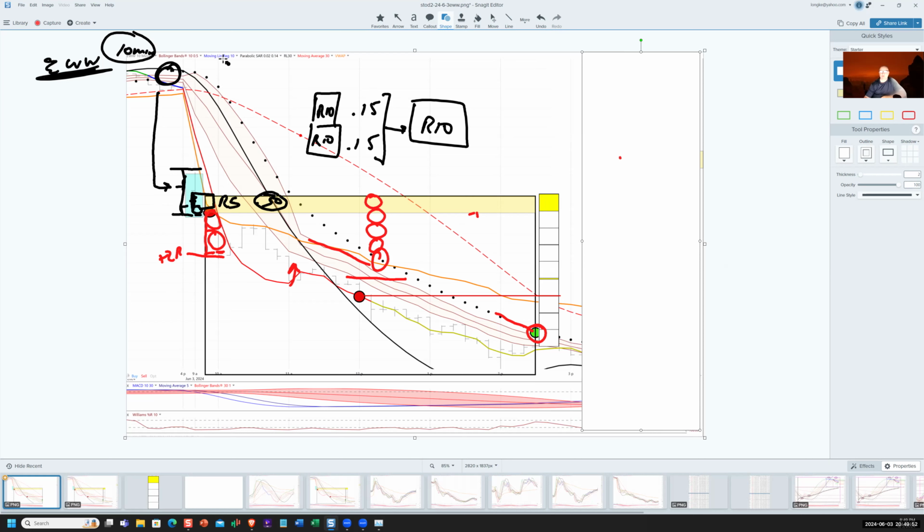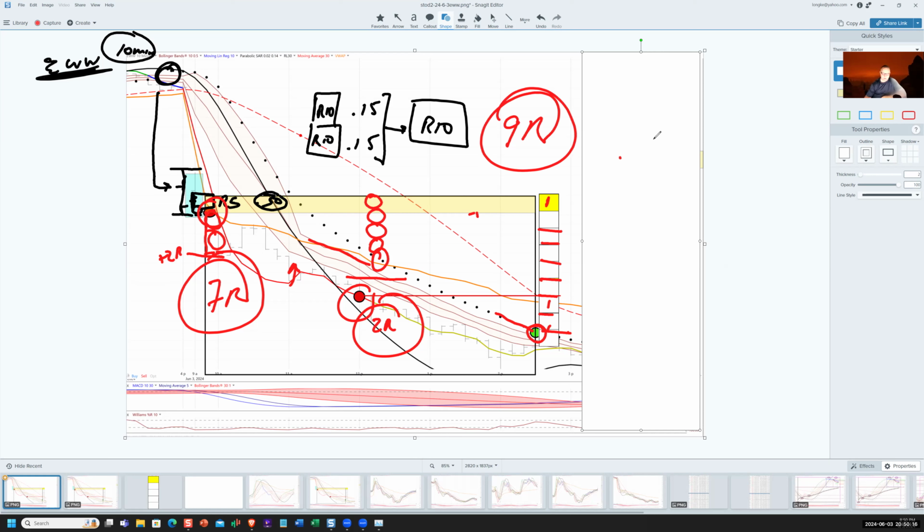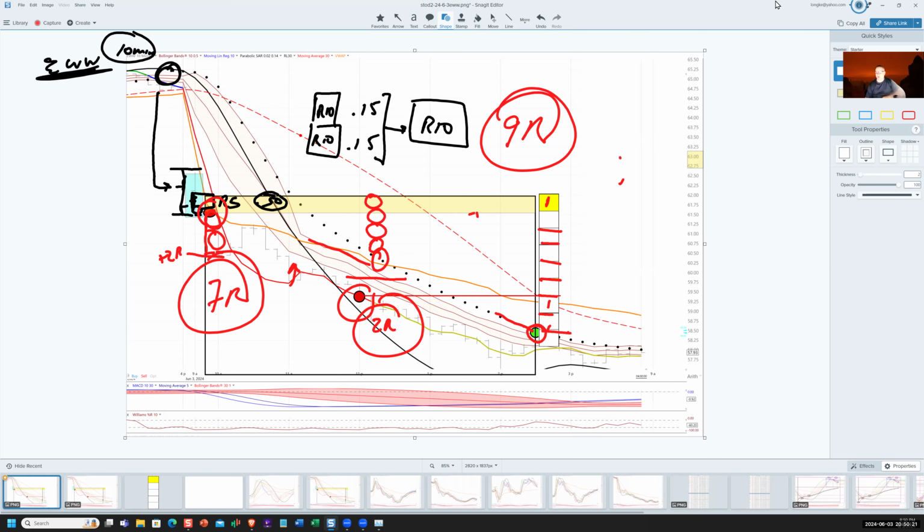So if we're scoring this, that first position short with one risk box scores 1, 2, 3, 4, 5, 6, 7R. Second position scores 1, 2 for 2R. So that works out to about 9R. Sniper trade of the day on 10-minute charts on our primary target, EWW. What are your questions?